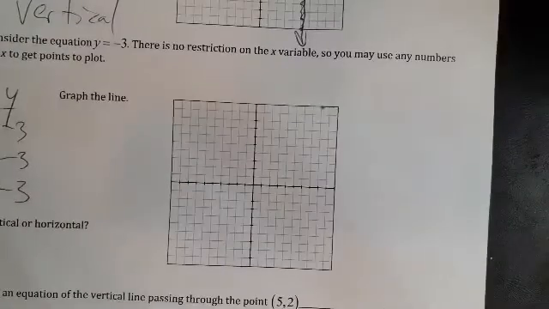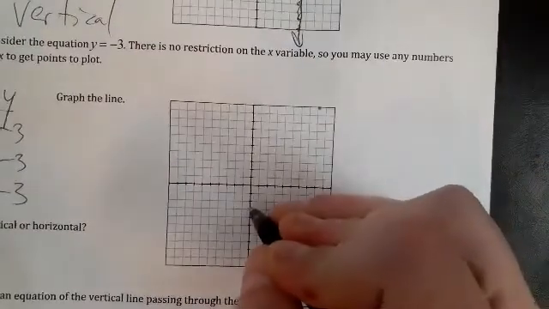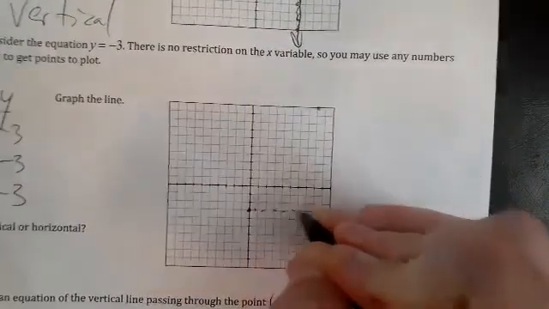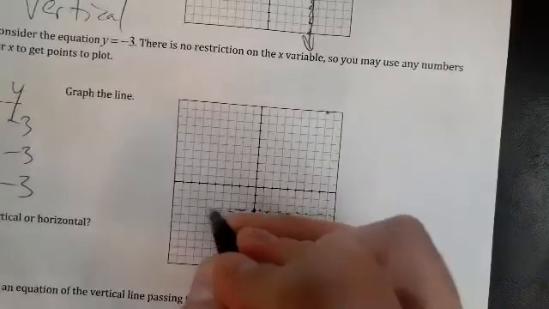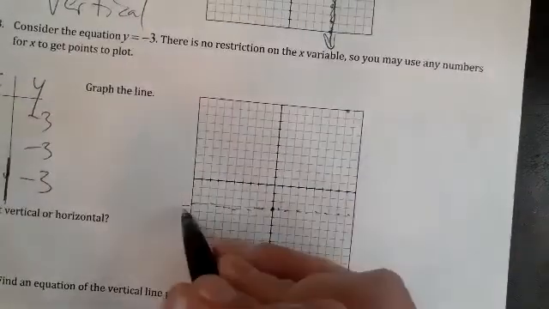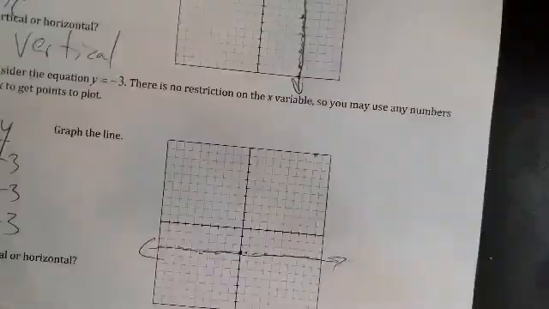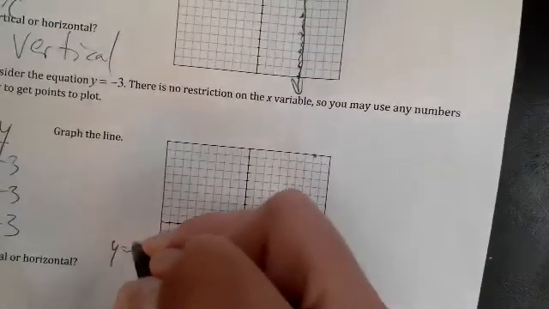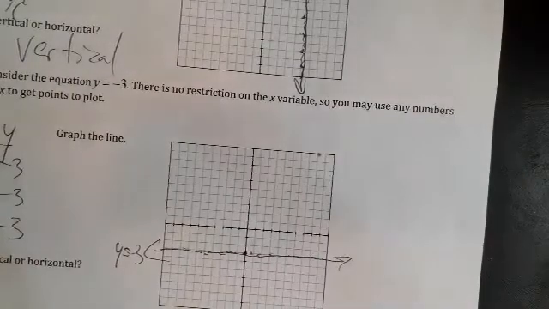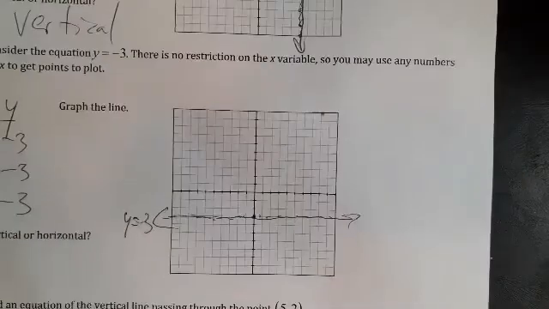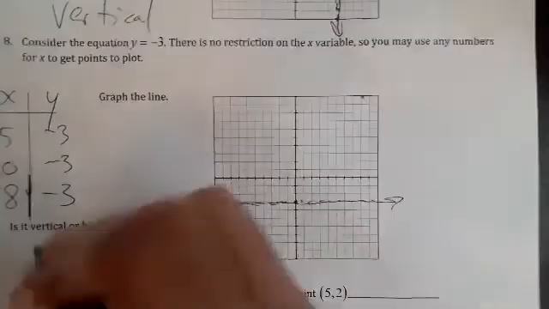Okay, so we want to graph this line. We want to go down 3 and we want to go left and right as much as we can. It doesn't matter which way you go, what number you go to. We're going left and right all the way. And so this looks like y equals -3. And this is producing something that looks like a horizon.